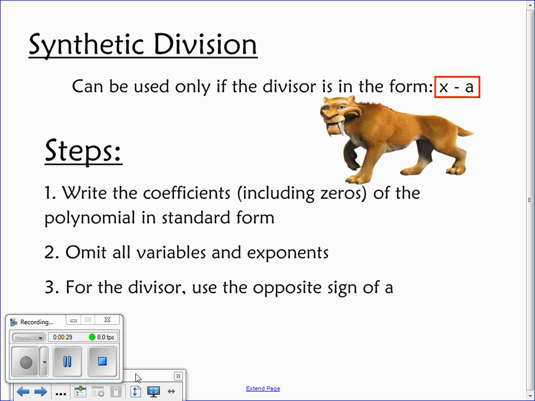It can only be used when the divisor is in the form x minus a, make sure you make a note of this, meaning it's just x plus or minus a number. If I'm asking you to divide by x plus 5, you could use this. If I ask you to divide by x minus 2, you could use this. But if I ask you to divide by x squared plus 5, you can't. If I ask you to divide by 2x minus 3, you can't. It has to just be x and a number.